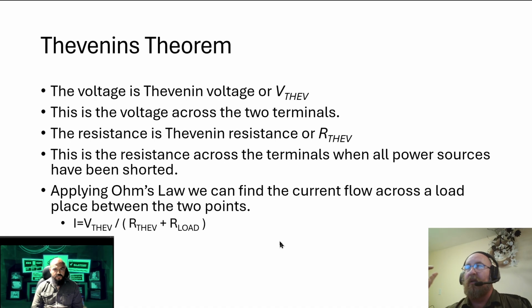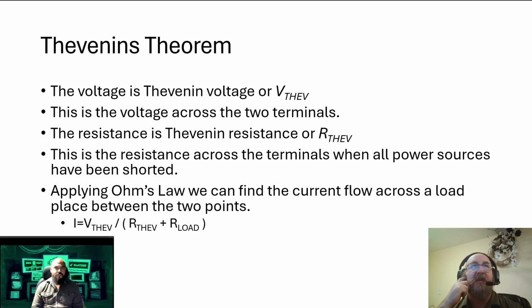So there's two measurements. There's Thevenin's voltage and Thevenin's resistance. These are the readings that we can get out of that black box. Thevenin's voltage is the voltage across the two terminals with the power on, right? With our normal power supply attached to it.